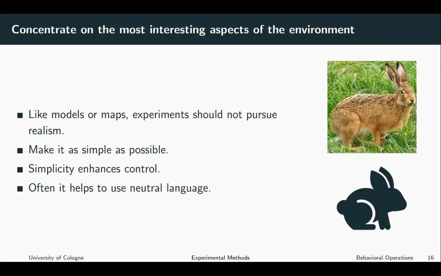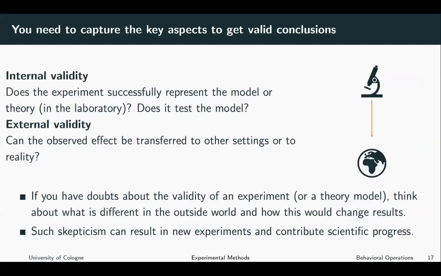This simplicity enhances control. Often it helps to use neutral language. Otherwise, participants might involuntarily, for example, connect certain behaviors with certain situations, and so you're not testing what you want to test. This means you need to capture the key aspects to get valid conclusions.